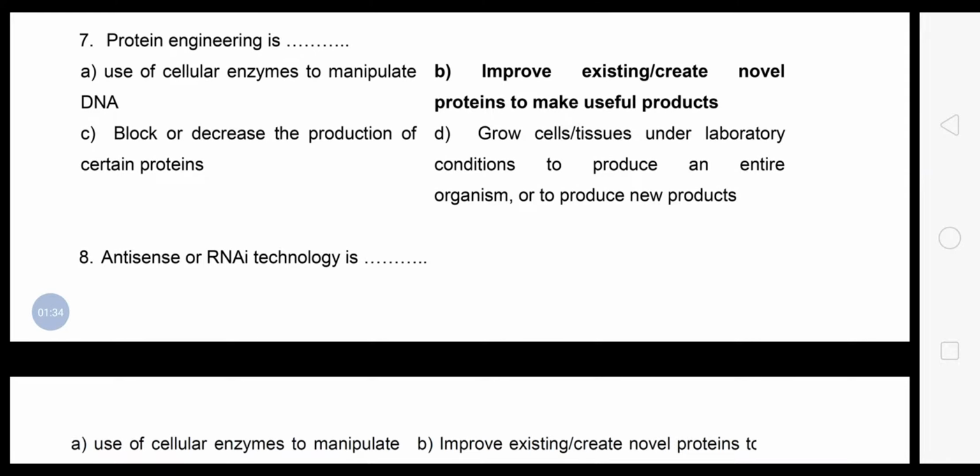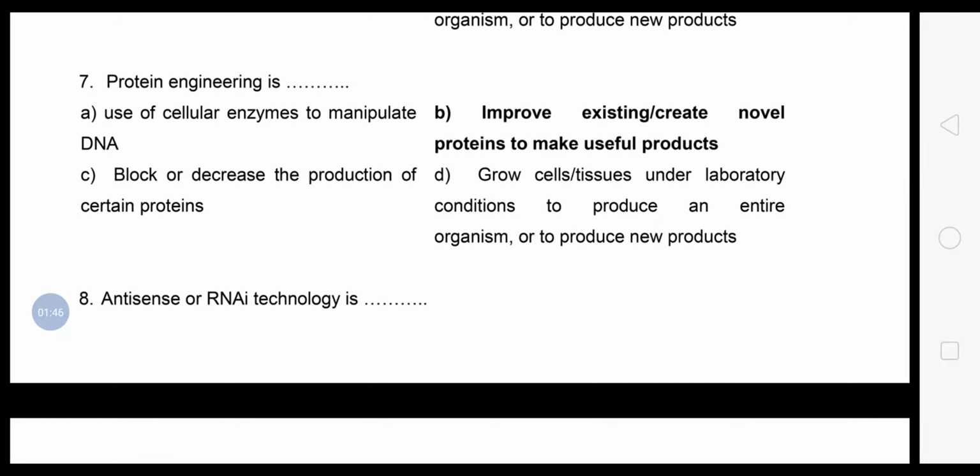Protein engineering is, A option, use of cellular enzymes to manipulate DNA. B option is improve existing or create novel proteins to make useful products. C is block or decrease the production of certain proteins. D option is grow cells or tissues under laboratory conditions to produce an entire organism or to produce new products. Here the answer is improving the existing or creating novel proteins to make useful products, that is protein engineering.